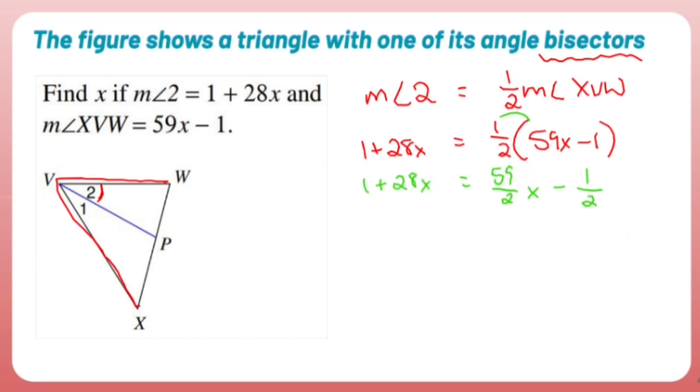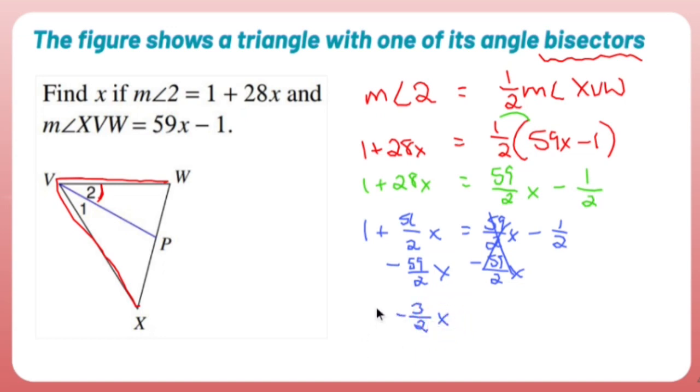Since my next step is to subtract 59 over 2 x, I'm going to turn 28 into something over 2. If I'm going to turn 28 into something over 2, I multiply 28 by 2, which is 56. So I have 56 over 2 x. Let's drop down the 1. Let's drop down the equals 59 over 2 x minus 1/2. In order to get rid of this x over here, I'm going to subtract 59 over 2 x. Again, subtract 59 over 2 x, cross you out. 56 over 2 minus 59 over 2 is minus 3 over 2. Drop down the 1, drop down the equal sign, drop down the minus 1/2.